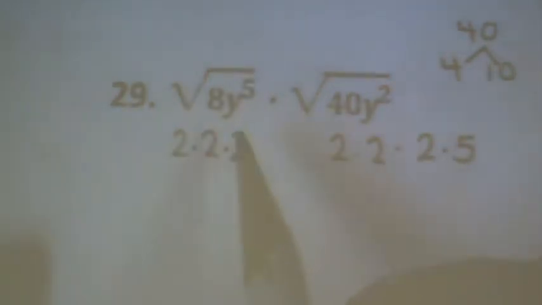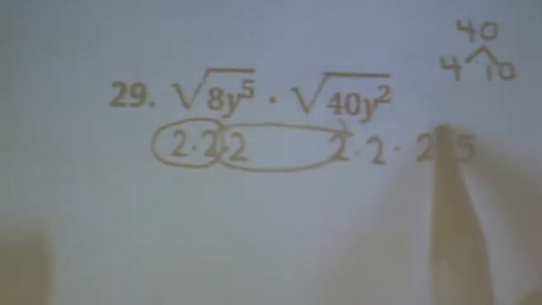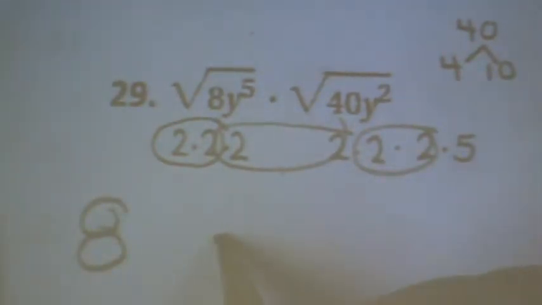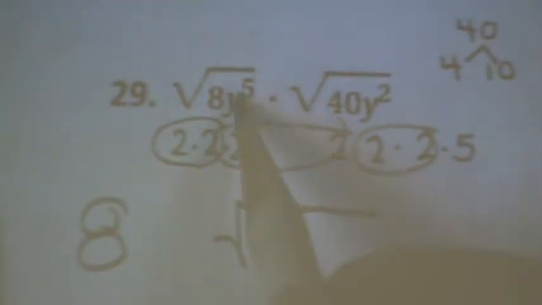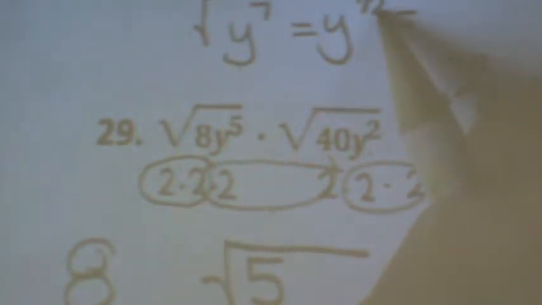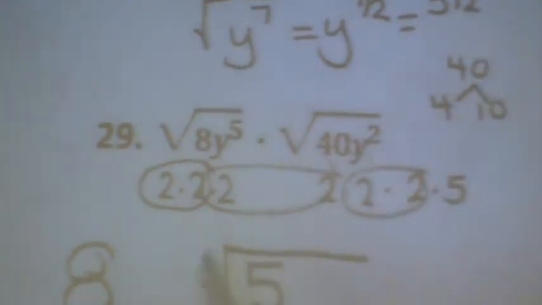So we're looking for 2 of a kind. There's one, and there's another, and there's another. So 2 times 2 is 4 times 2 is 8. We've got an 8 outside. What's going to stay as far as the numbers is a 5. And then we've got 7 y's, y to the 7th power. 5 and 2 is 7. But we've got the square root, so if you convert this to y to the 7 halves, 2 goes into 7 3 times. You got 3 1/2. So it's y cubed with 1 left over.